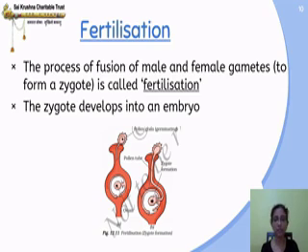Look at the picture. You have the pollen grain on top. As soon as fertilization takes place, there is a pollen tube which gets formed by itself and it reaches the ovum. So the zygote forms. This is called fertilization.